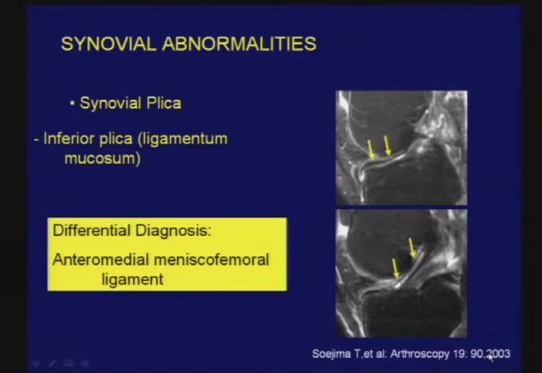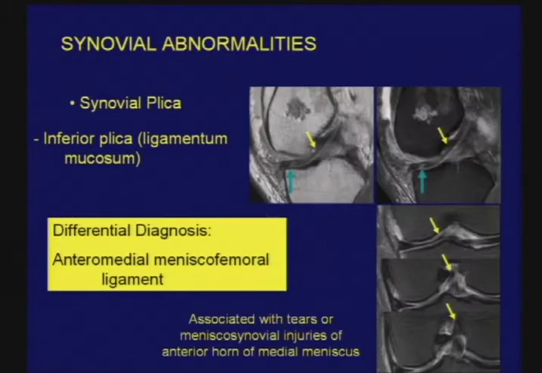I tell you that because there is another structure that looks very, very similar to it, which is known as the anteromedial meniscofemoral ligament. This ligament, shown here, arises from the anterior horn of the medial meniscus, so it doesn't curve up as a ligamentum mucosum would, but it does extend up and looks very much like a ligamentum mucosum. There is a higher likelihood of tearing of the medial meniscus when there is an anteromedial meniscofemoral ligament.